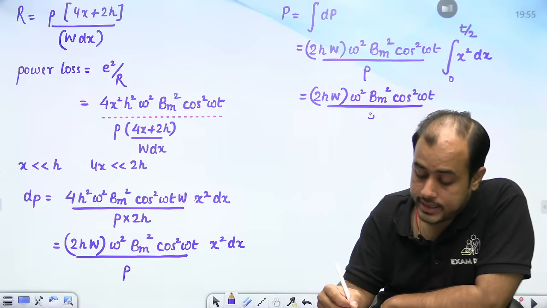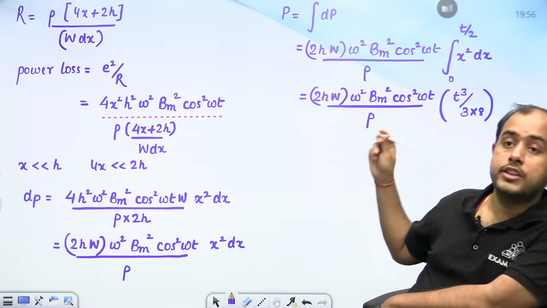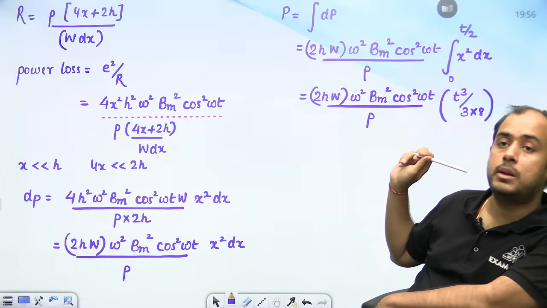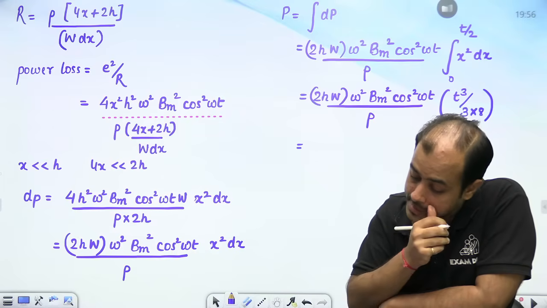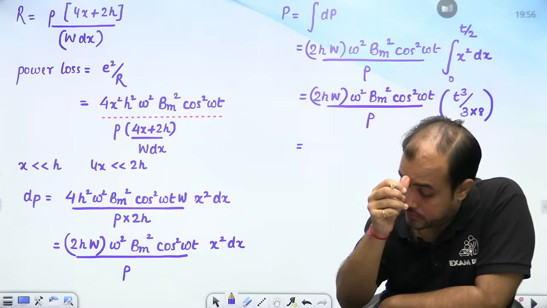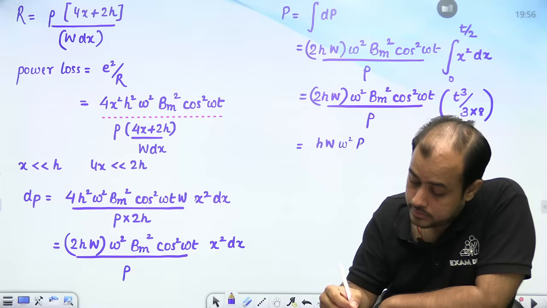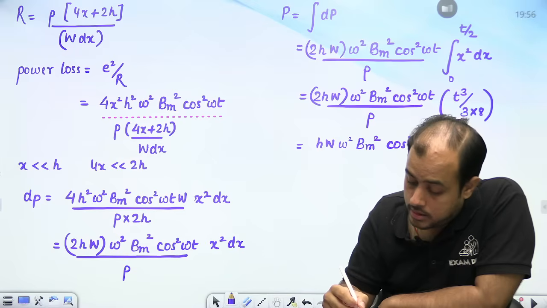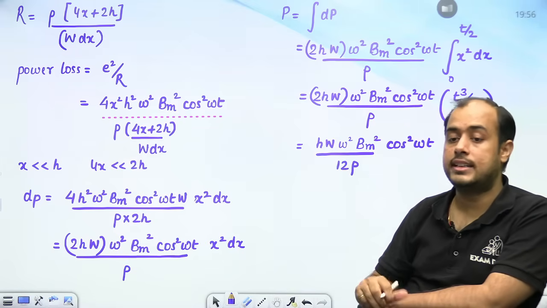तो x square का integration is x³/3, so can I say t³/3 into 8? Because if you put x equal to t/2, it will be t³/8. So cancel this 24, so it will remain 12. 24 का 12 बन जाएगा। Now beta, it is varying with time.